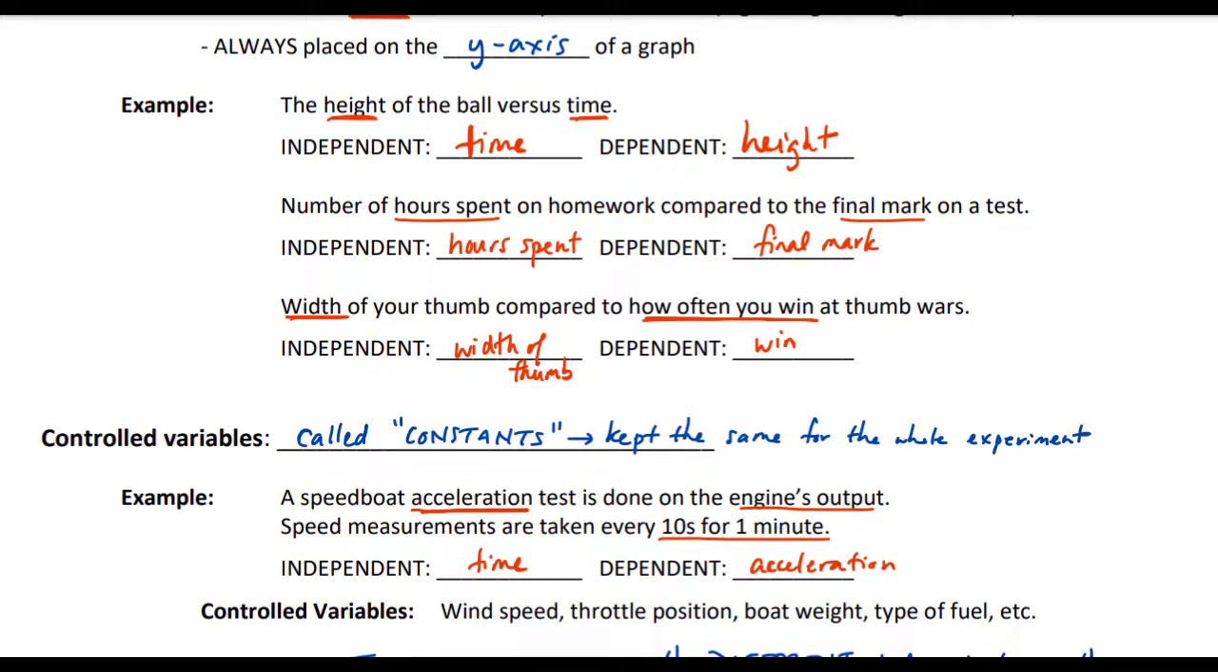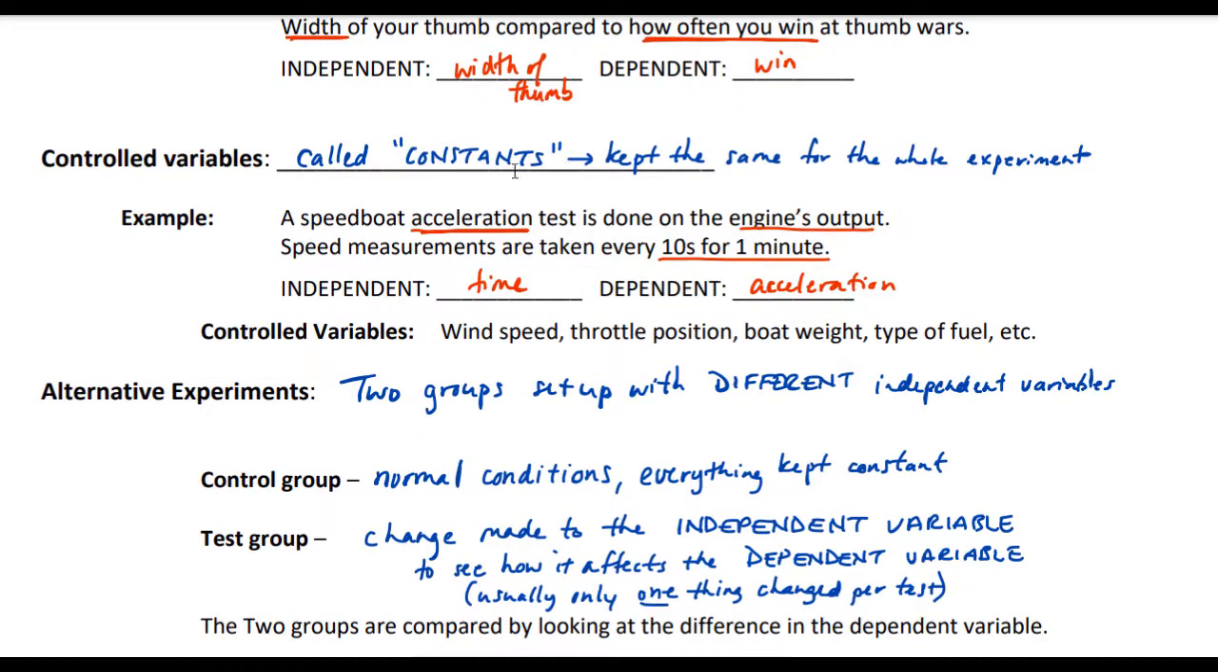Let's take a look now at the controlled variables. So again, we call these constants, controlled variables, constants. It just basically means you're trying to keep something the same for the entire experiment, or at least the entire portion of the experiment. So let's say I'm trying to see how fast a speedboat goes, and I want to test its engine. I want to see an acceleration test. This is a fancy way of saying you speed up the boat as fast as you possibly can to see how fast it can go in a certain period of time.